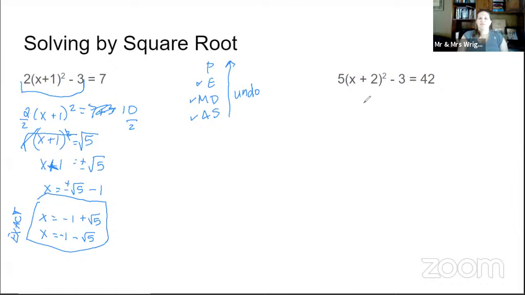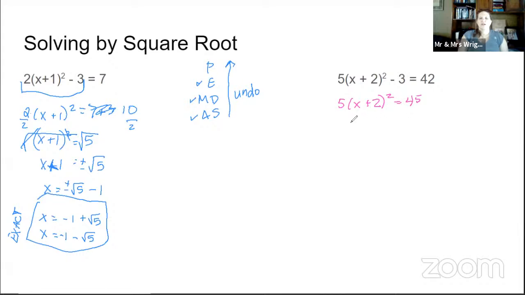All right, so let's look at this one. 5(x plus 2) squared minus 3 equals 42. Moving up the PEMDAS, we have to undo the addition and subtraction first. So we're going to add 3 to both sides. So I've got 5(x plus 2) squared equals, what's 42 plus 3? It's going to be 45.